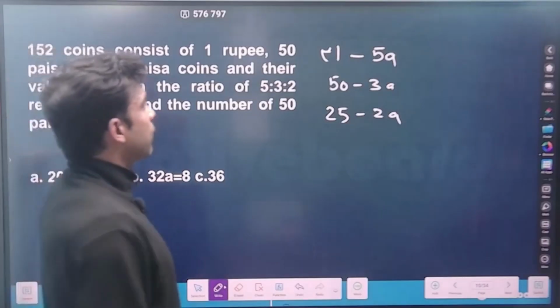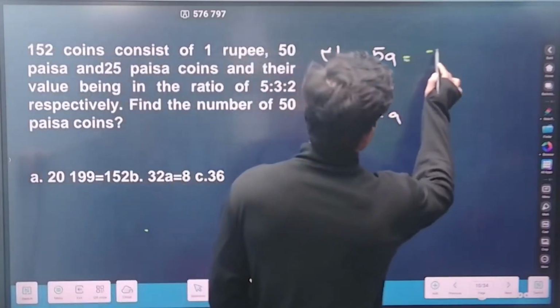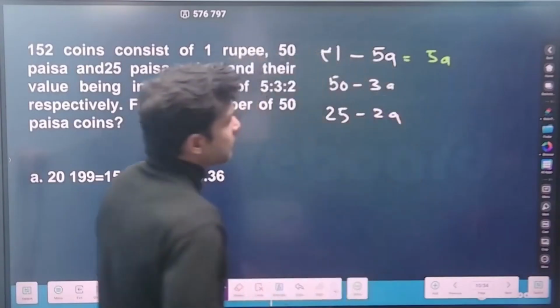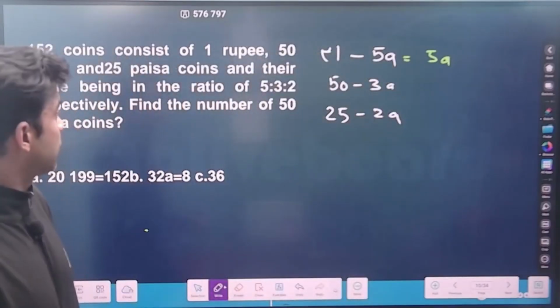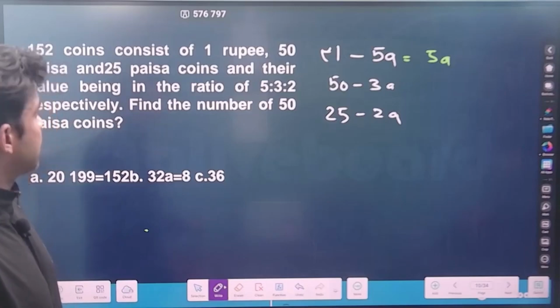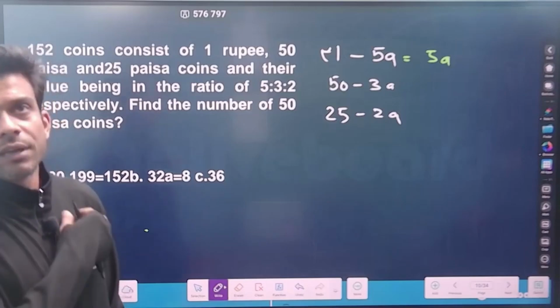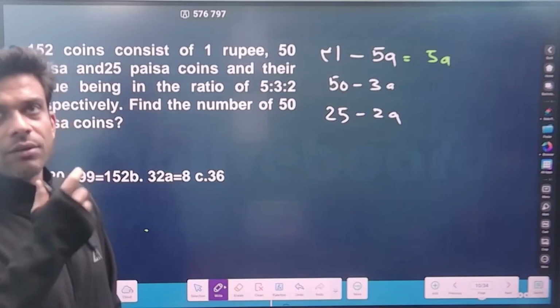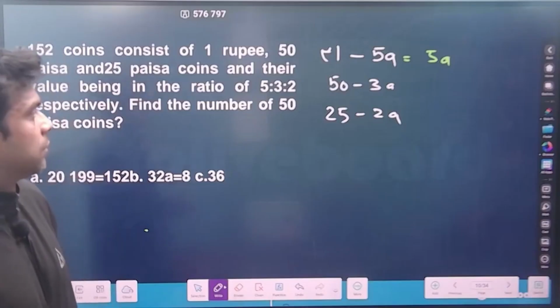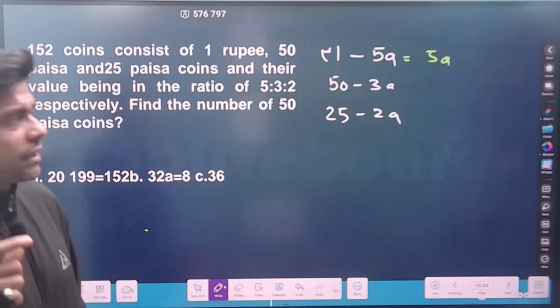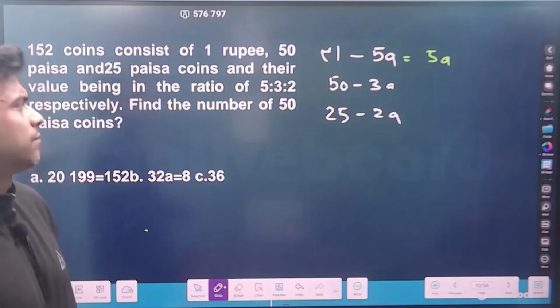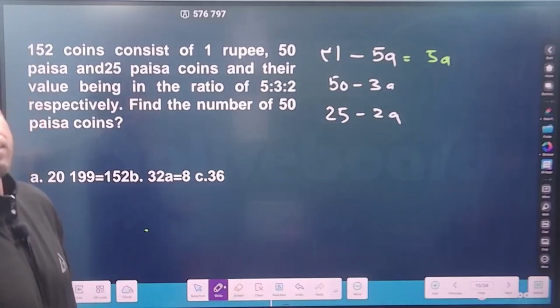So 5A, 1 coin would be how much? 5A only. 50 paise, 3 coins would be how much? Can you say, guys, come on? Can you go for it? So the total paise, if you want to figure it out, can you figure out the total paise?